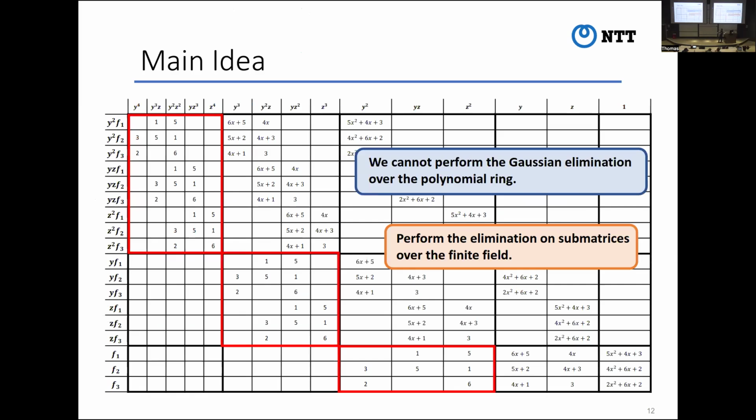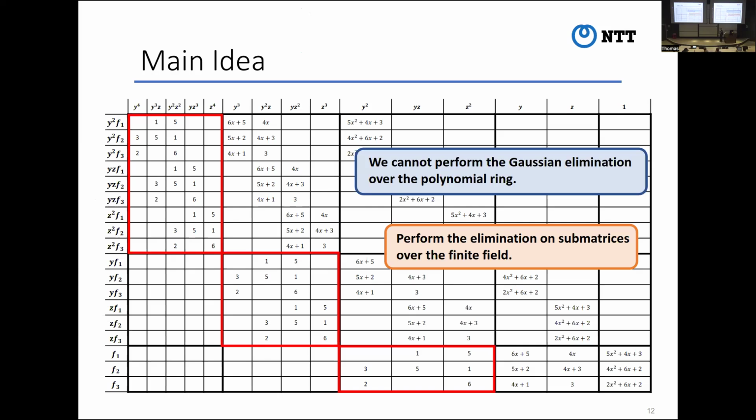And actually, this is the matrix. When you see the indices of columns, they are monomials in only two variables, y and z, and the elements of this matrix are in the polynomial ring with variable x.